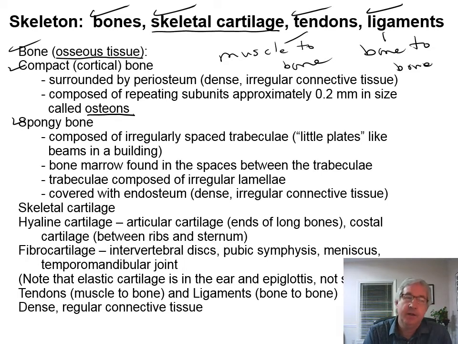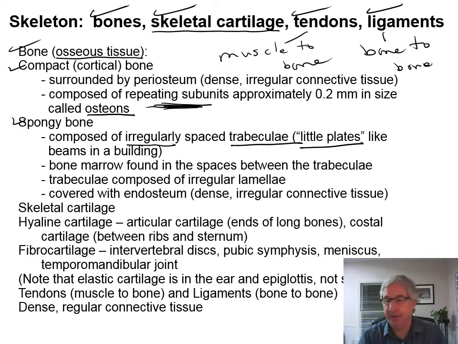You'll need to know that, and we're going to show you pictures of what an osteon is. So compact bone has repeating subunits of osteons. Spongy bone has irregularly spaced beams called trabeculae. Each one is called a trabecula. Trabeculae means little plates, and they're like beams in a building. They cross over and around each other, and they help hold the internal structure of the bone.